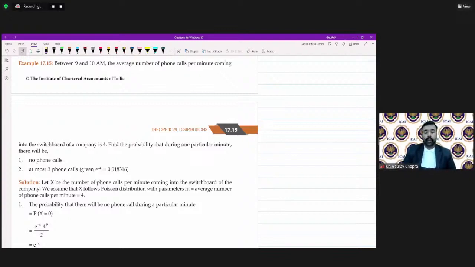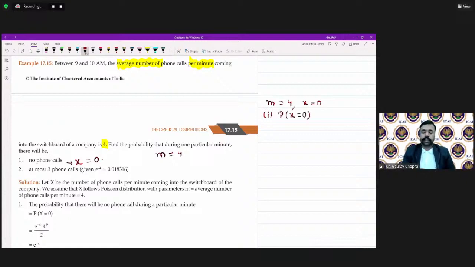So what is given in the question? There is a time period that is from 9 to 10 a.m. Number of phone calls, which is average. Average means mean. So this is average per minute is 4. So we are saying that mean is equal to 4. Now, what is the probability that during one particular minute there is no phone calls? No phone calls means x is equal to 0. So if m is 4, x is 0, we can solve this first part.